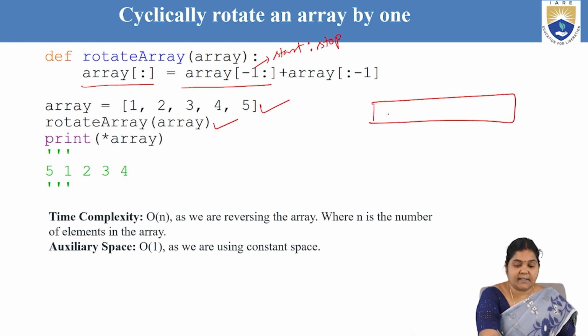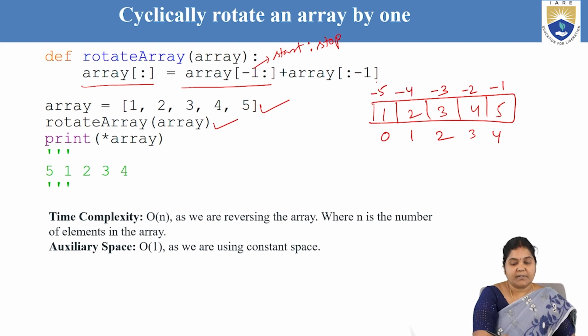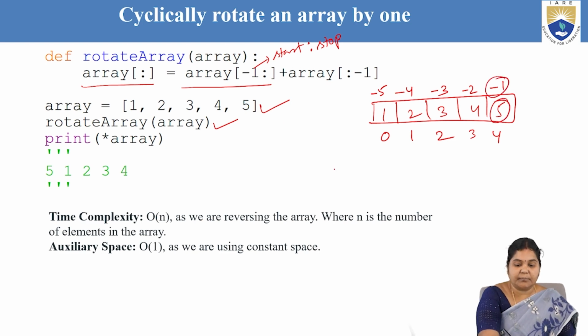Suppose our array is like this, 1, 2, 3, 4, 5. In Python we use two types of indexing. Left to right it is 0, 1, 2, 3, 4. Right to left it is -1, -2, -3, -4 and -5. So, -1 colon means start to end, which is nothing but the last-most element, which is 5, plus array of colon -1. Up to -1 means excluding -1.